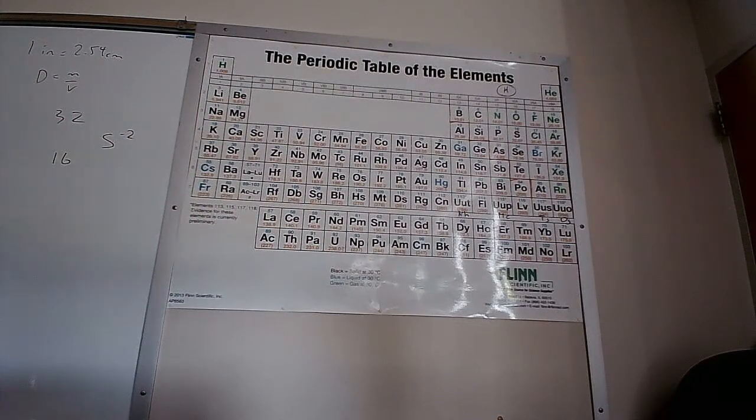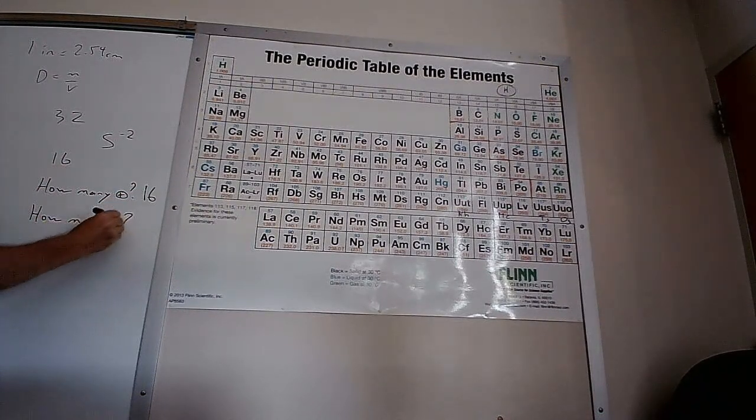Then I wrote down how many protons in the ion. Well, the number of protons doesn't change because they're located in the nucleus of the atom. It would take an enormous amount of energy to remove them. So you have 16. How many electrons? Now this is the tricky part. You would say 16.